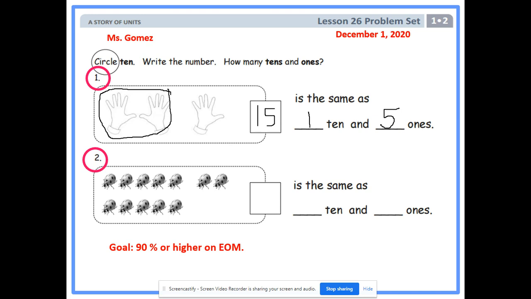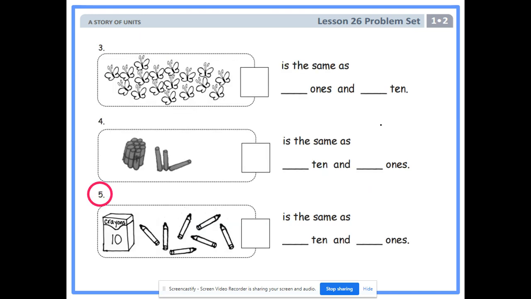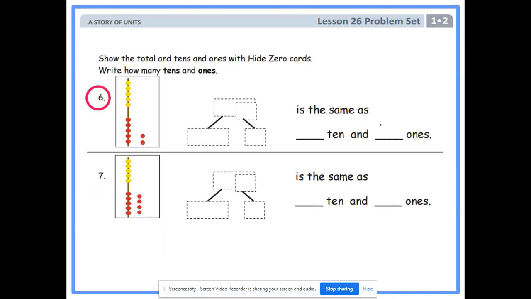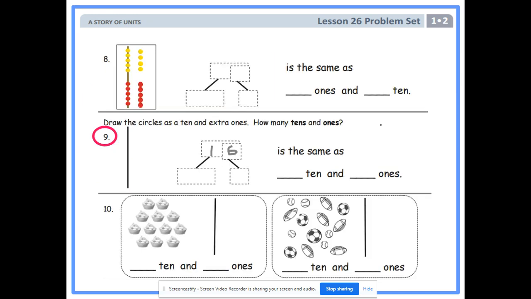Well, now go ahead and circle your must-do problems. Go ahead and circle number 2, number 5, number 6, number 9, and remember to go ahead and wait so that you can work them out during the live session. See you then.